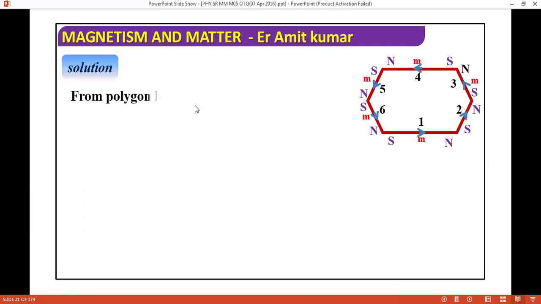So basically what's happening, see, this is the magnet. So basically what we are doing is south, north. How many sides did we take over here in the polygon?